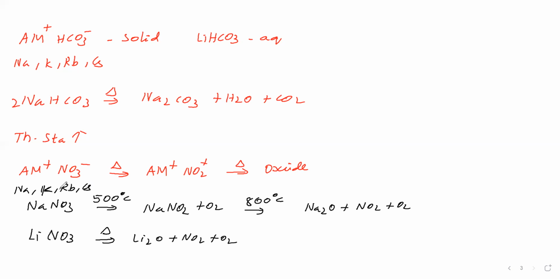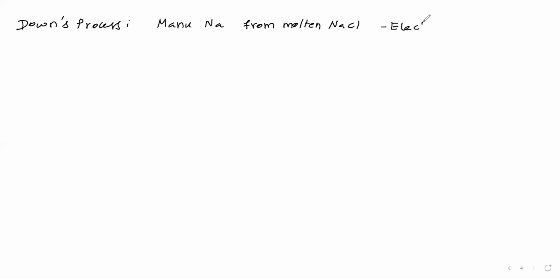Okay. Next, we'll see manufacture of sodium. Now we will see manufacture of sodium by Down's method. We are going for Down's process. In this process, we will manufacture sodium from molten sodium chloride, by the electrolysis method.